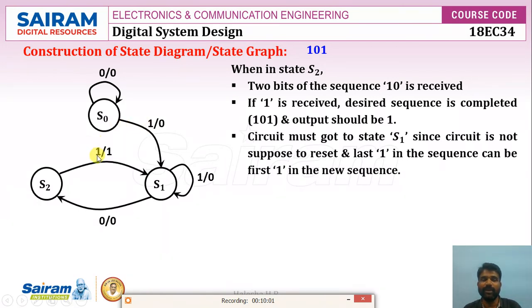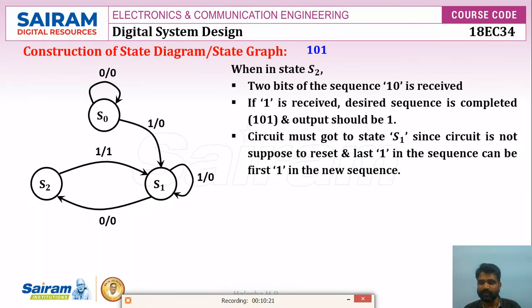See here, label 1/1 means if it is 1, it will go to S1 and output is 1 because the desired sequence is detected. So initially here, if it is 1, it will come here, 0, it will go there, again 1, it makes output 1 and it will come to S1.